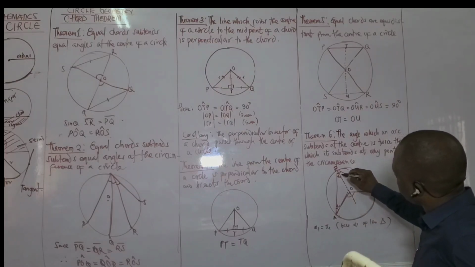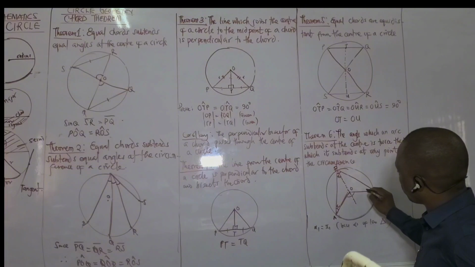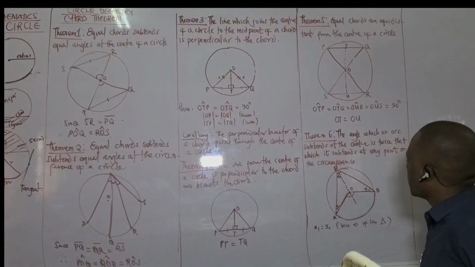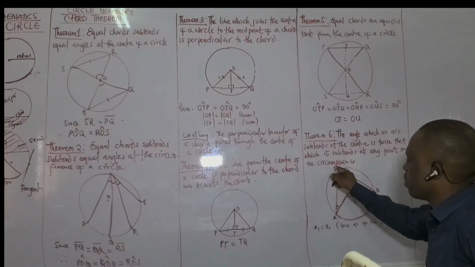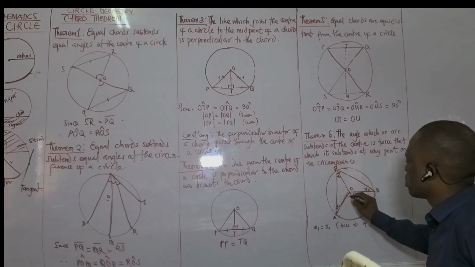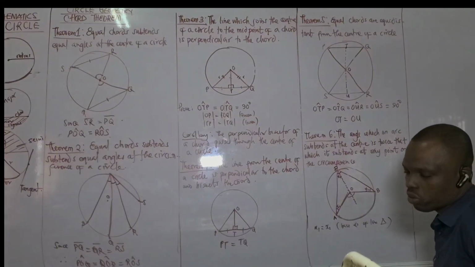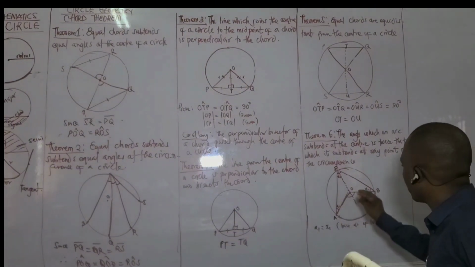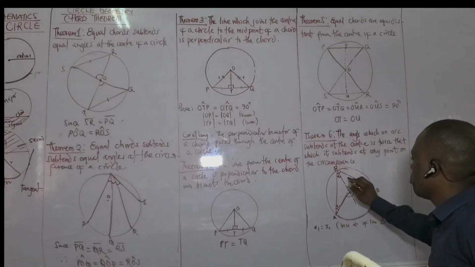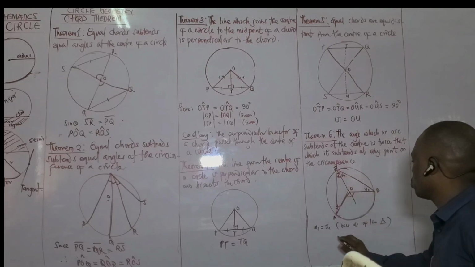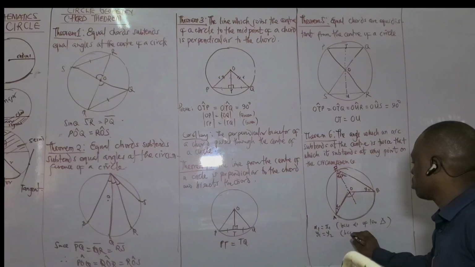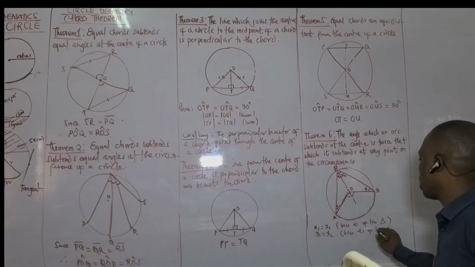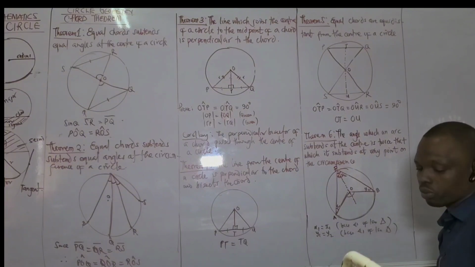Now, let's call this angle Y1. This is a radius, this is another radius. Since this radius and this radius with this line form another triangle, which is also an isosceles triangle, the base angles Y1 equals Y2. Same reason, base angles of an isosceles triangle.